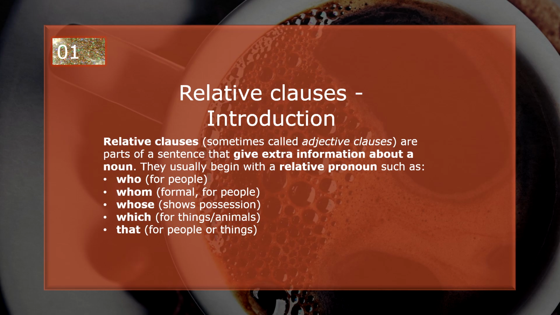Relative clauses, sometimes called adjective clauses, are parts of a sentence that give extra information about the noun. They usually begin with a relative pronoun such as who for people, whom (formal) for people, whose shows possession, which for things or animals, and that for people or things.